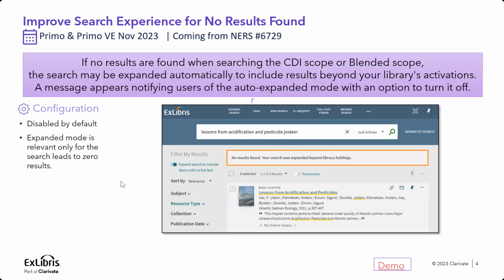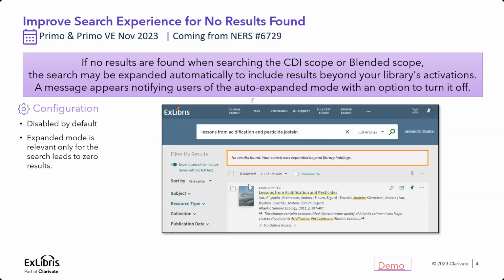And what we are doing is, when we recognize that such results may be found, but not necessarily under this library activation, what we will show, if you choose to enable this feature, is the results to the user instead of showing them no results found, but we will also notify the user. We will say to the user, there are no results found, but know that your search was expanded beyond the library activation, so you have these results.